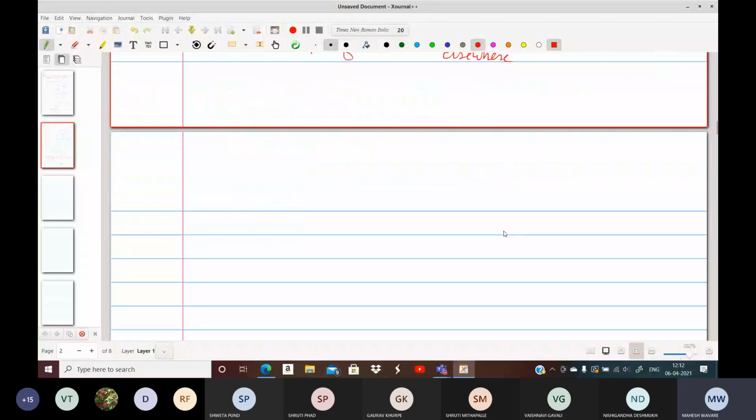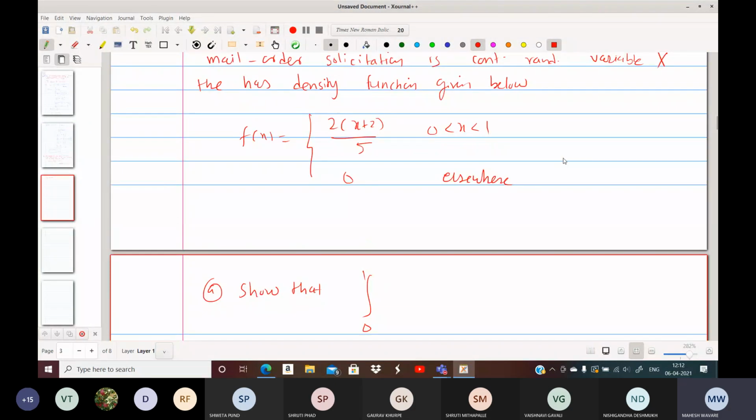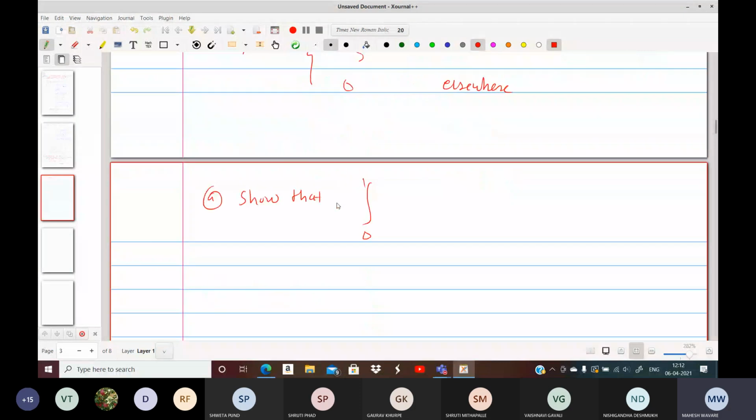So the question asks: show that the integration from 0 to 1, it has values only between 0 and 1, so the integration from 0 to 1 of this f of x has to be 1. You can either write minus infinity to infinity, where minus infinity to 0 is 0 and 1 to infinity is 0. So it should be 1. It was asked actually that the probability of random variable x between 0 and 1 is 1. It's one and the same.